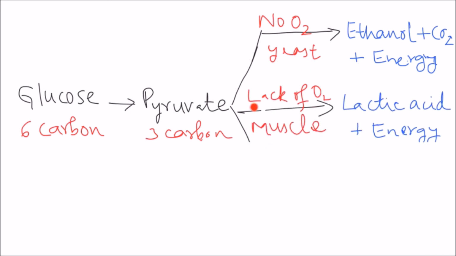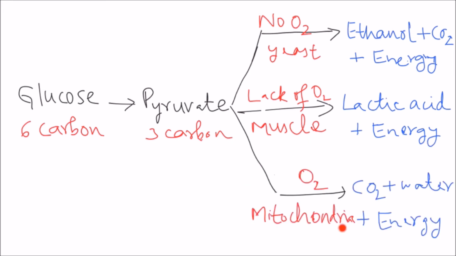Sometimes in our human body, when there is a lack of oxygen, especially in muscle cells, pyruvate is converted into lactic acid and energy is released. This built up lactic acid in our muscle cells causes cramps.